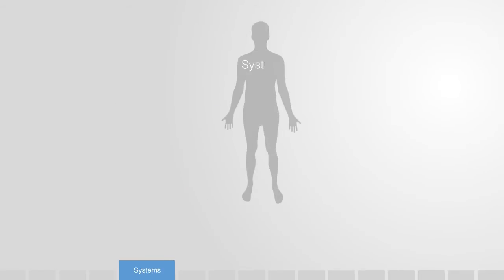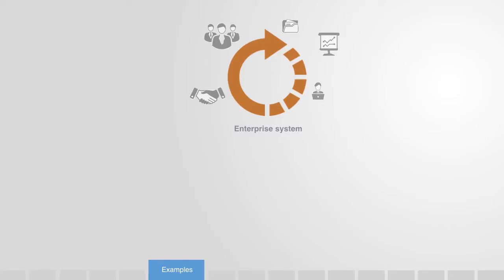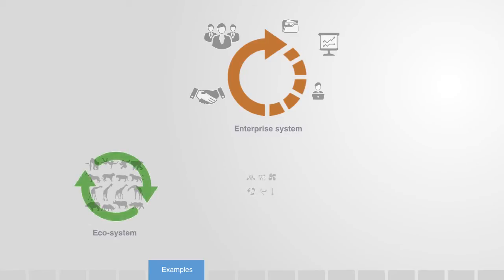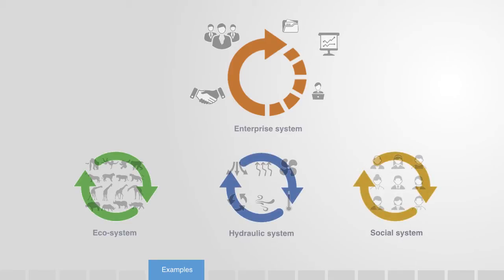Firstly, complex systems are a type of system. A system is just a set of things that perform some collective function. So the human body is a system in that it consists of many individual organs that work together as a functioning entirety. A business is another example of a system. Many different individuals and departments functioning as an entirety to collectively produce some set of products or services. And of course, there are many other examples of systems such as ecosystems, hydraulic systems, social systems, and so on.